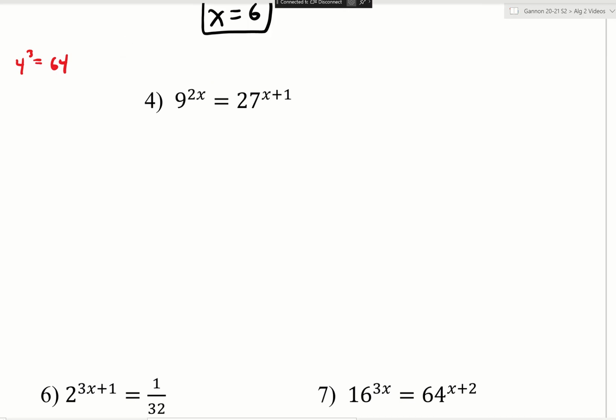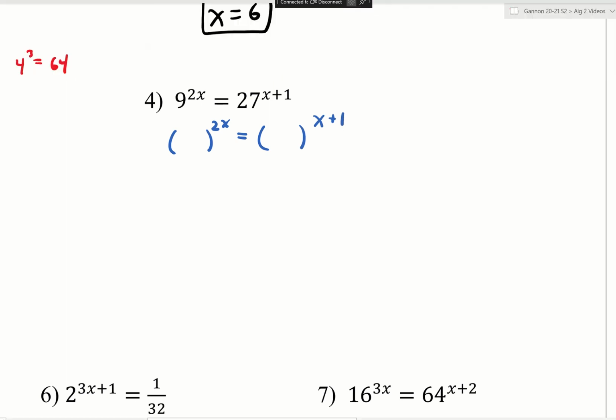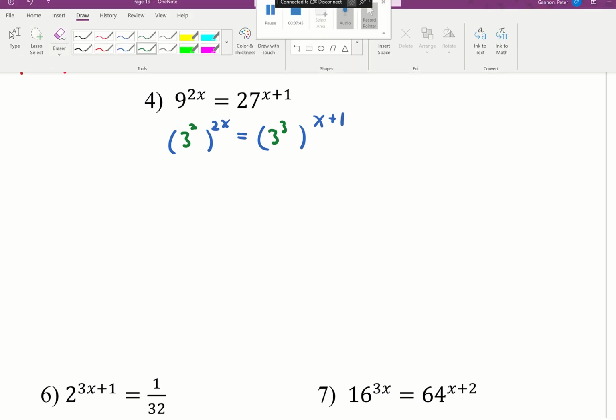All right. Well, the answer is to find a base that they can both be written in. So we're going to rewrite the left side and the right side, those bases, using a different base that they have in common. Well, I know that 9 is 3 squared, and I know that 27 is 3 cubed. So basically, we changed both bases to 3, and now we can apply properties of exponents.